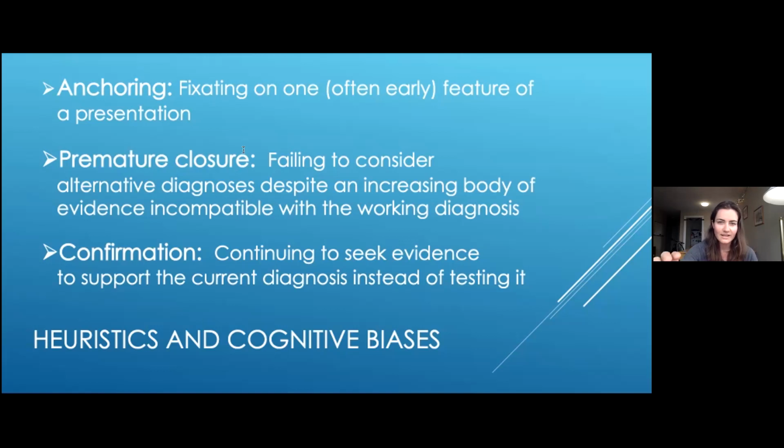Premature closure is more like arriving at a diagnosis, and then even though more information is coming up that's not congruent with that diagnosis, failing to rebroaden our differential and go back to the drawing board, or failing to then bump down to our type 2 thinking perhaps. And then confirmation bias is really taking the diagnosis that we already have and just continuing to look for further evidence that's supporting that, as opposed to looking for evidence to prove ourselves wrong, basically.